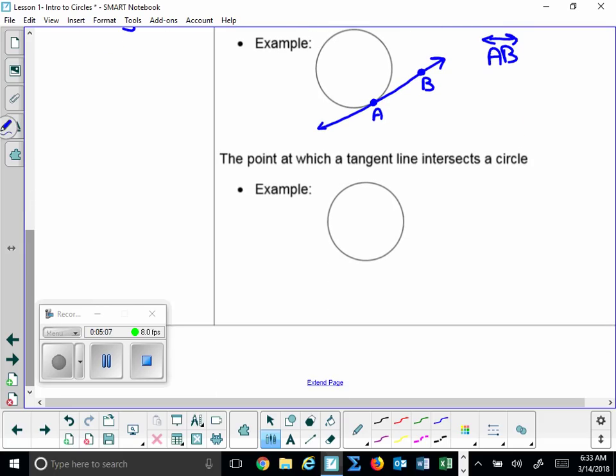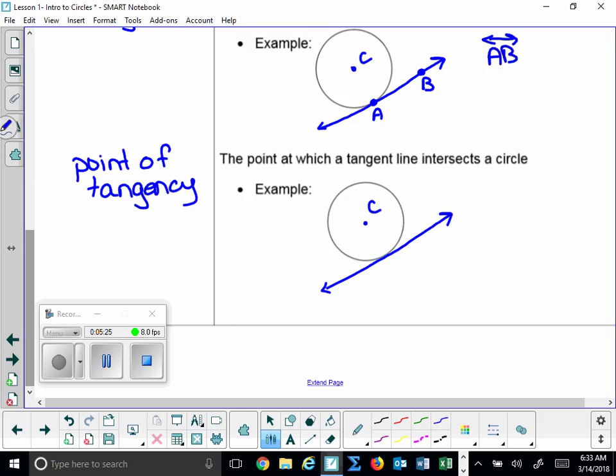Point of tangency. This is the point at which we actually intersect the circle. Oh, I forgot to put a center on my circle here. In this case, point A is my point of tangency. And yes, we need a note card for that.